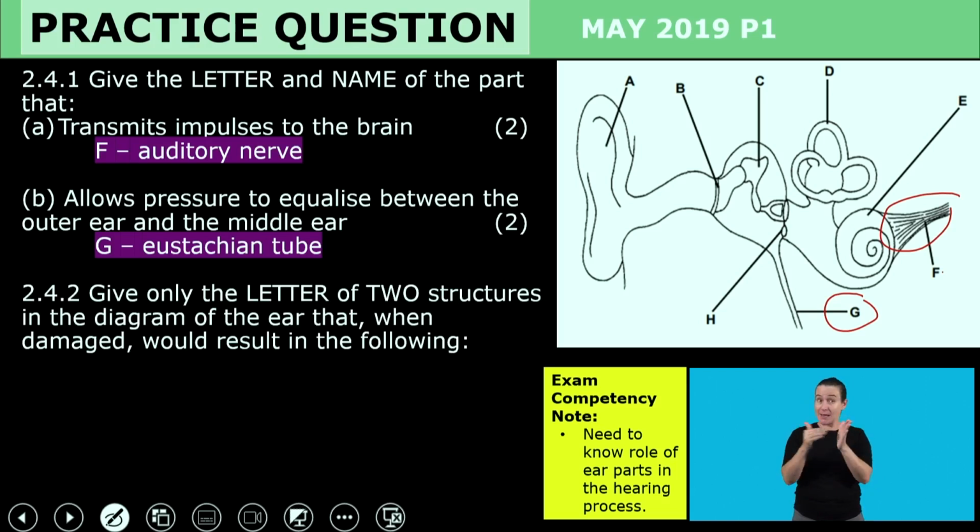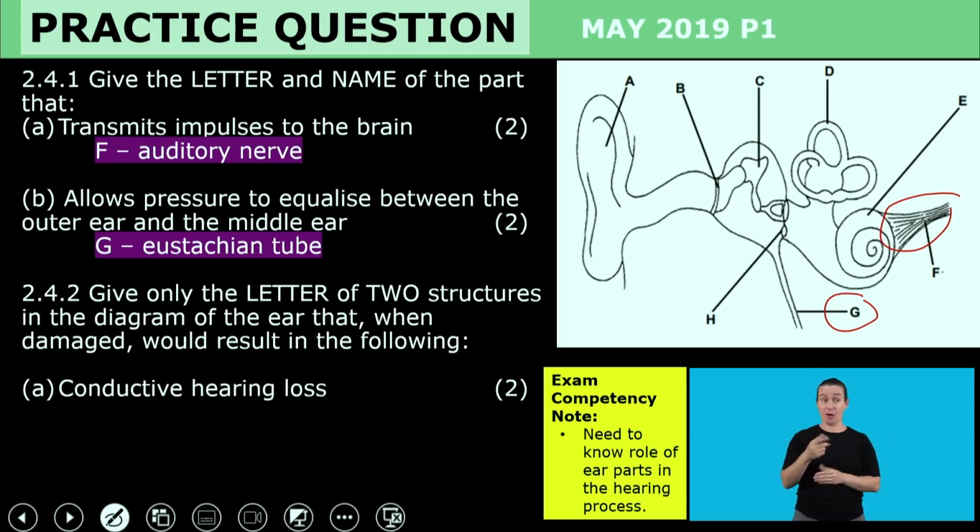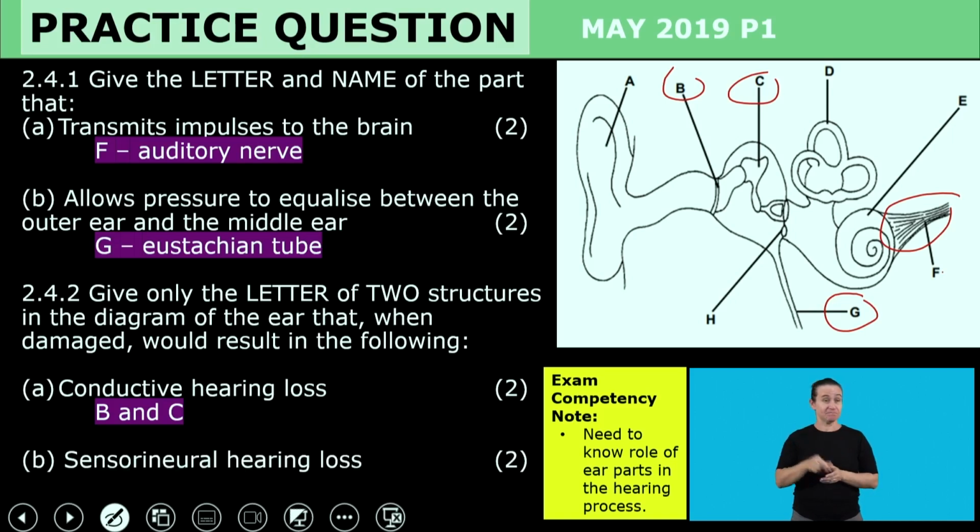242. Give only the letter of 2 structures in the diagram of the ear that, when damaged, would result in the following: conductive hearing loss. It is going to be B and C. B and C. This affects the part of the ear which is air-filled. And sensory neural hearing loss, which has to do with the inner ear. And the part is going to be part E and part F, which is the cochlea and the auditory nerve.